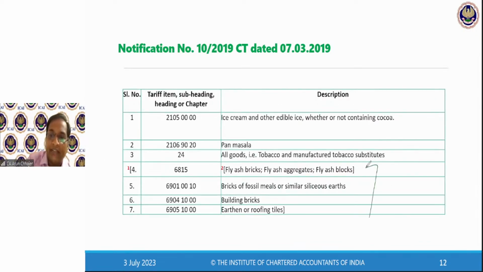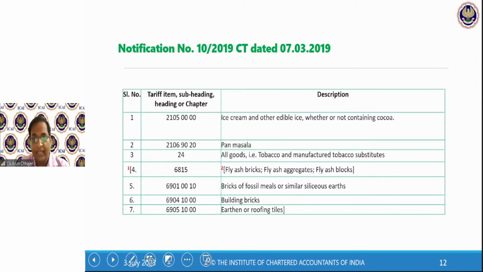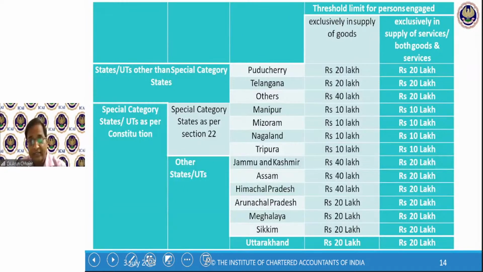Certain more items have been added, like fly ash bricks, fossil mill bricks, and roofing tiles. So what are the items on which the limit of 40 lakh would not be applicable? Ice cream, other edible ice, pan masala, tobacco, we have already discussed. These items were added: fly ash bricks and earthen or roofing tiles, etc. Remember this. Because after that the confusion is created about which state the 40 lakh would be for, which state 20 lakh, and which state 10 lakh.